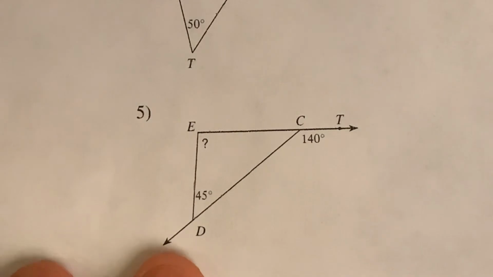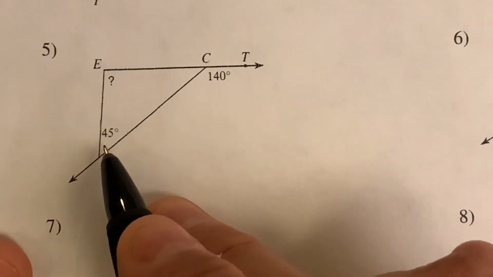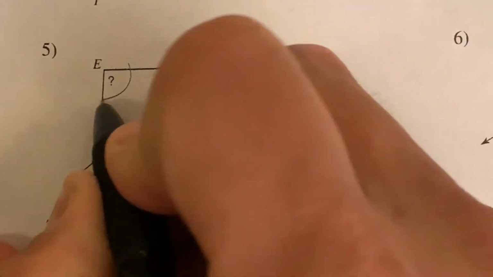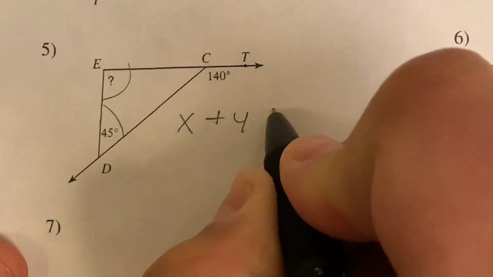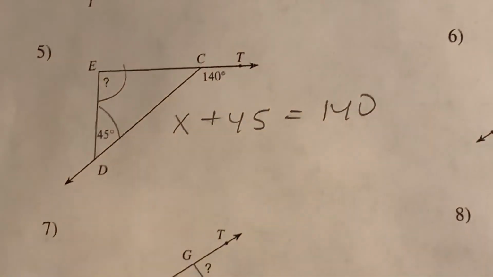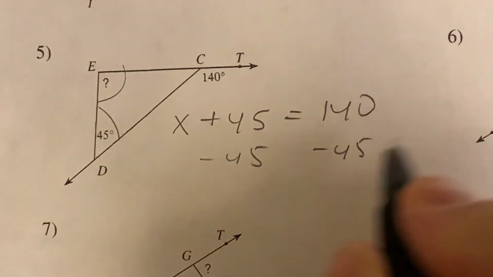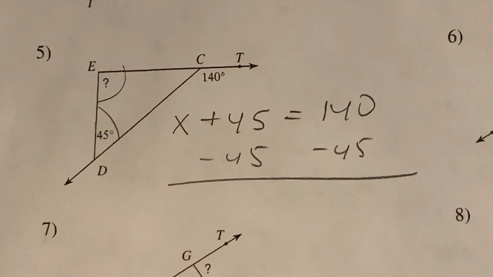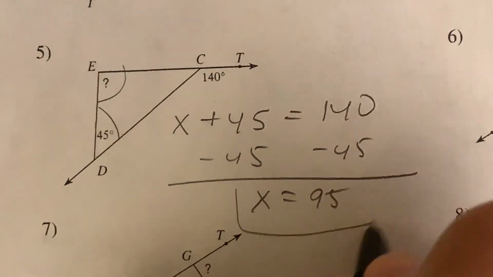This one here is similar to that one. Again, these two combined, these two remote interior equal that one. So I'll say x for the question mark plus 45 equals 140. And then we'll subtract 45 from both sides. Again, you could have just done 140 minus 45. X equals 95.